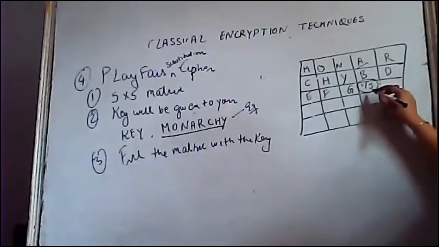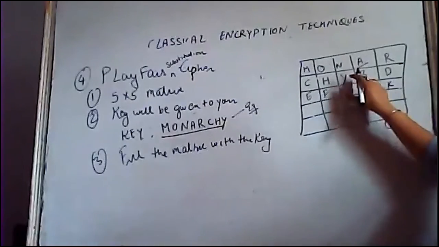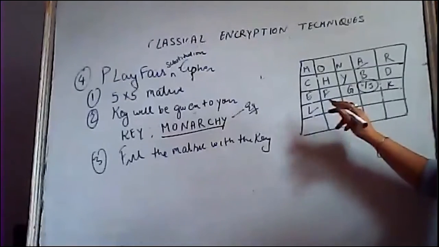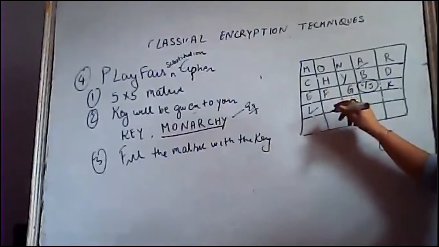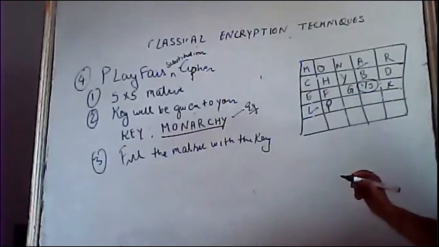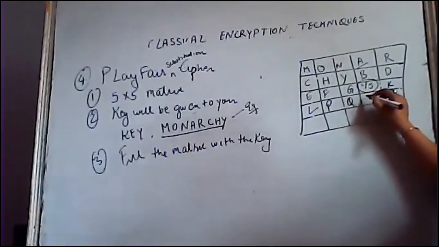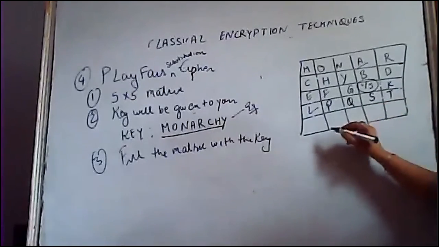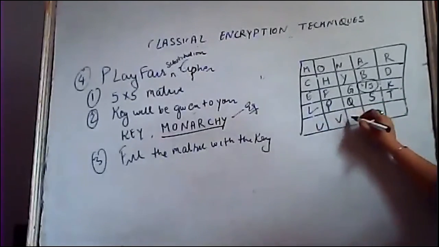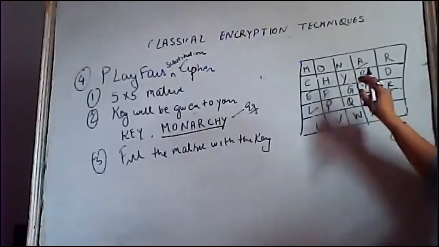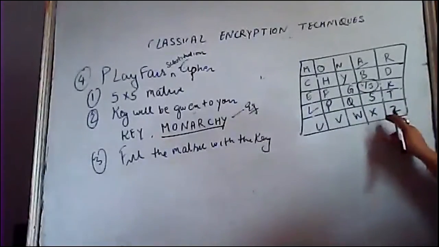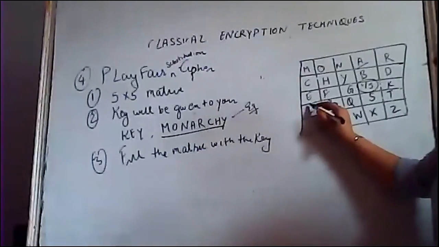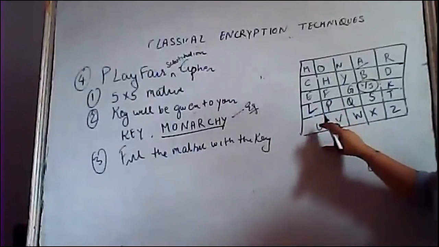Similarly, after that I/J, K is not there in our key, so I am writing K. L is not there, M is there, so I am not using that M. N is there, O is there, P is not there, I am using that P. Okay, similarly Q is there, S is there, T will be there, fine. U is there, V, W, X, Y is present, so I am writing that Y and U is there. Fine. So this is L and this is U.